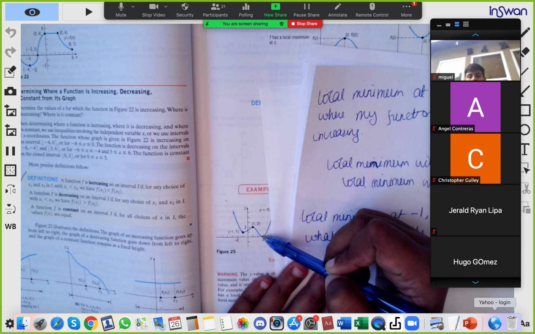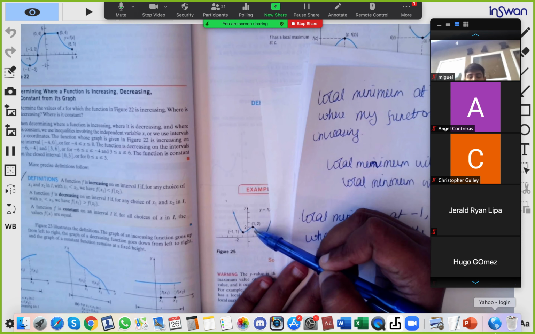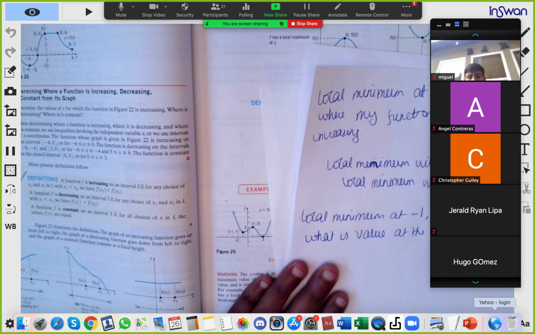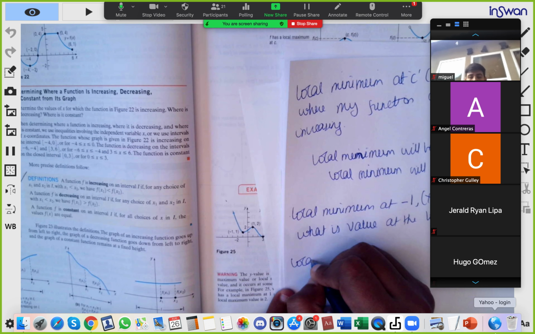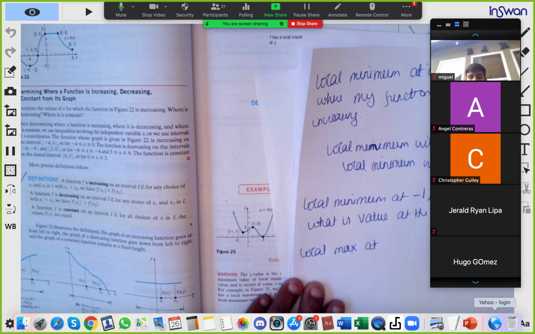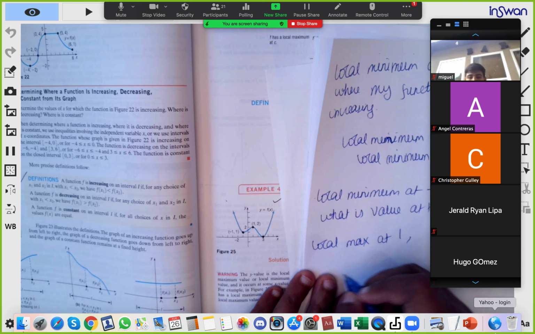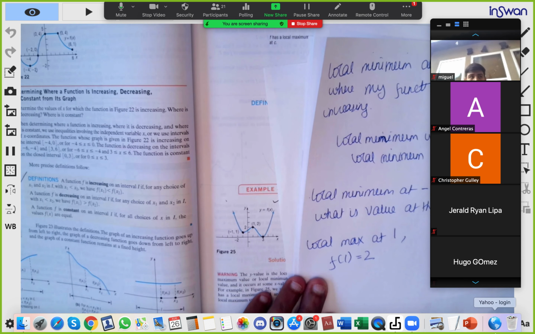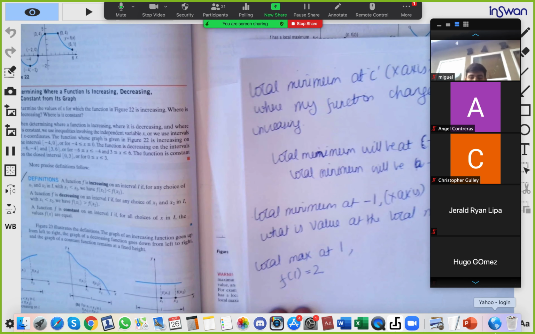Decreasing. Decreasing. What happens when you go from increasing to decreasing? You can find the local max. Yeah, local max. You're saying you're finding local max. Local max will be at what point? At 1. And what will be the value? At 2. Yes. So the value will be 2, but your local max will be at 1.